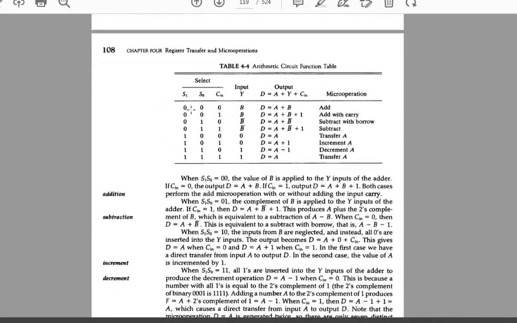Ki agar S ki value, selection line 0, 0 hai, to kya jayega? B would be given as an input. We don't have any carry in. So A plus B addition hoga. Agar selection line 0 0 hai, carry 1 hai, to add with carry. If selection line is 0 1, to B dash should be added. If selection line is 0 1, carry is 1, then subtract operation.